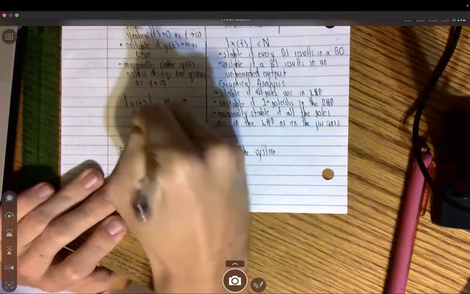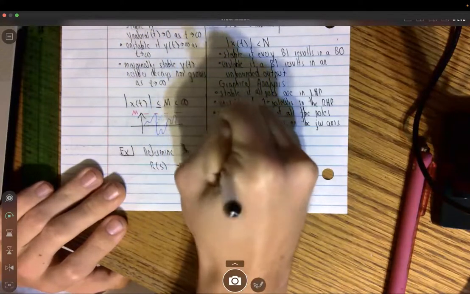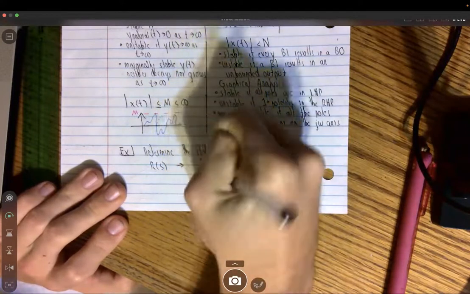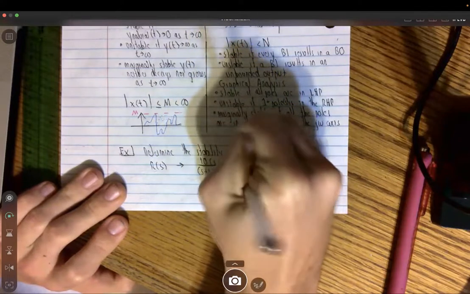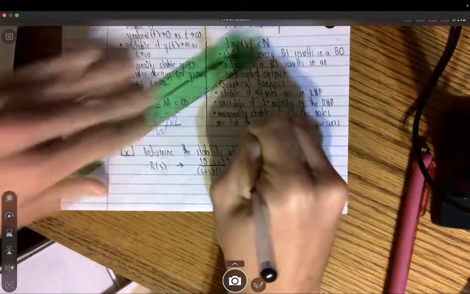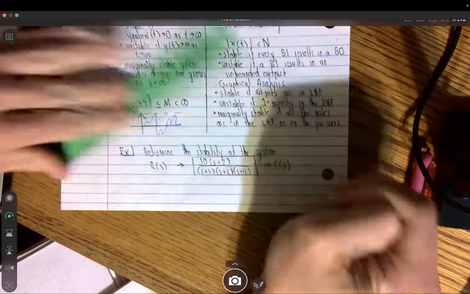And so we have our R of S, and then it goes through, and here's our system, 10, S plus 2 all over S plus 1, S plus 3, S plus 4. And then it's going to be C of S as our output. And so for our system, notice where our poles and zeros are going to be.